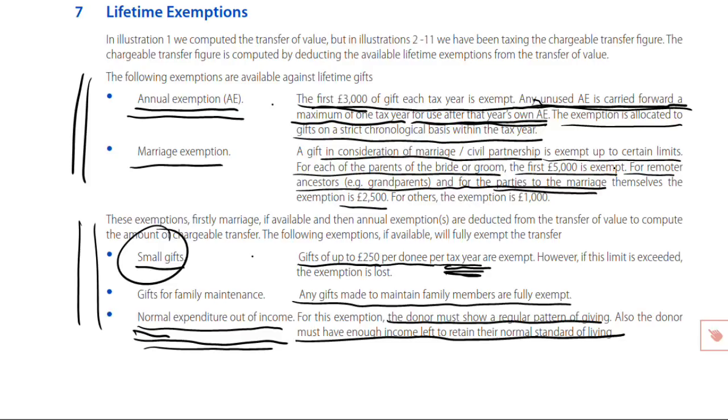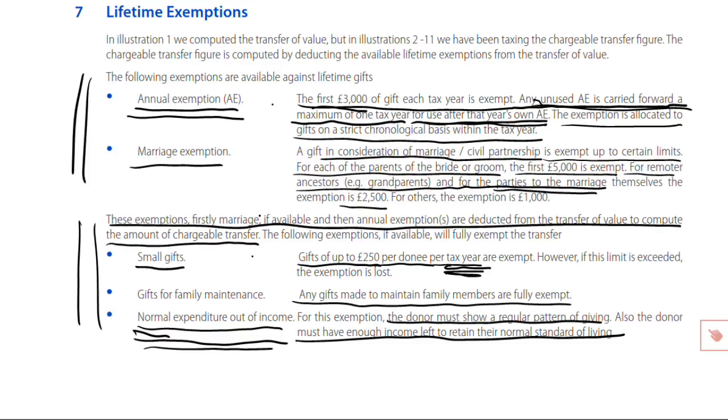Right, we've got here two specific exemptions that apply against lifetime transfers. What you may get, therefore, is both exemptions applying in relation to a marriage. So these exemptions, firstly marriage, if available, and then annual exemptions, are deducted from the transfer of value to compute the amount of chargeable transfer.